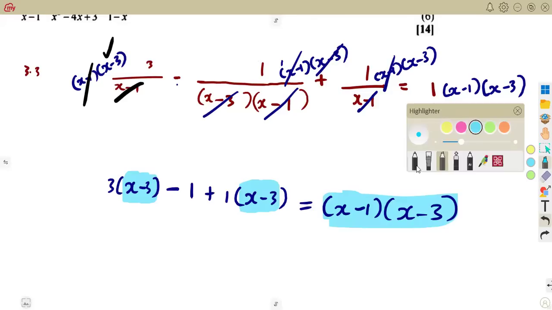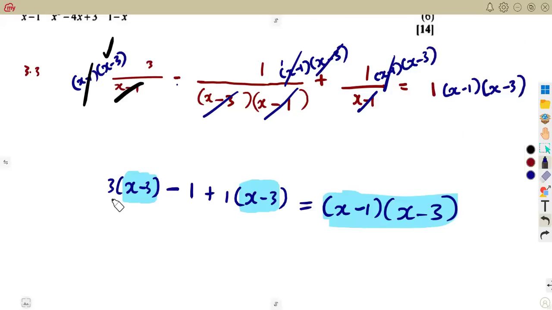So what are we going to have at the end? Here we're going to multiply by 3. 3 times x, 3x, 3 times minus 3, negative 9. The negative 1 is not even affected. Just rewrite as it is, negative 1. This bracket is affected by the positive 1. So positive 1 times x is positive x, positive 1 times negative 3 is negative 3. That's equal to this.